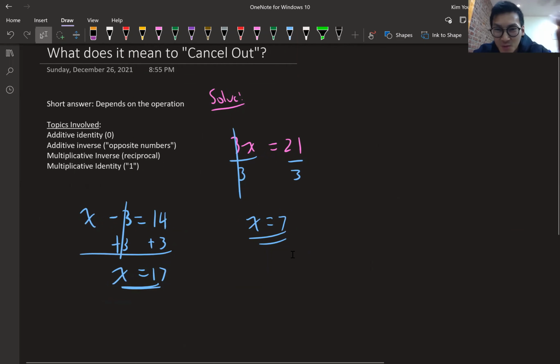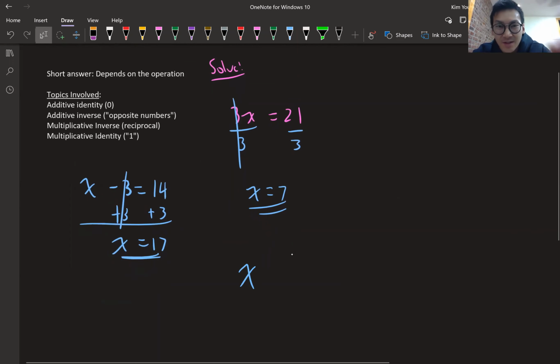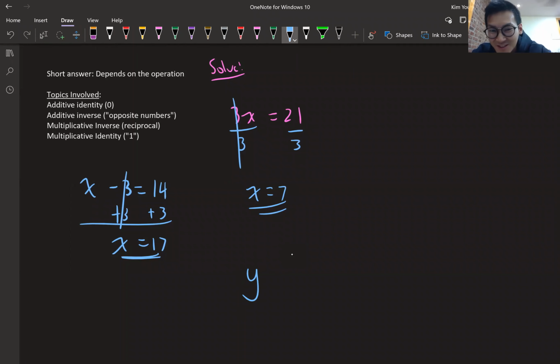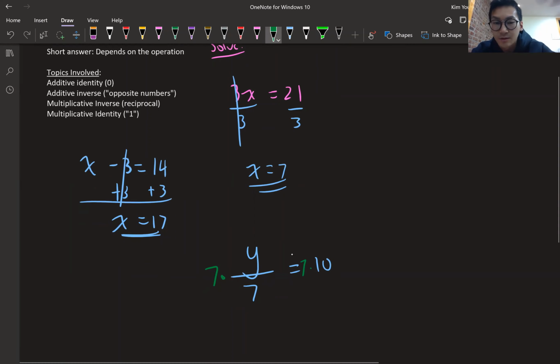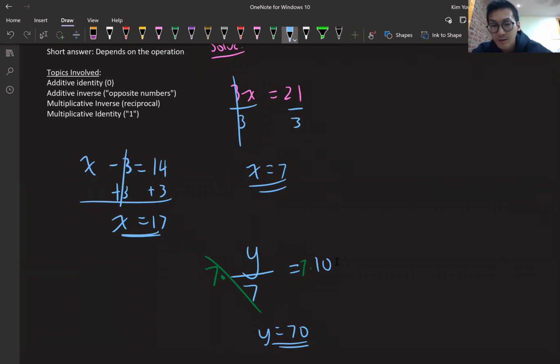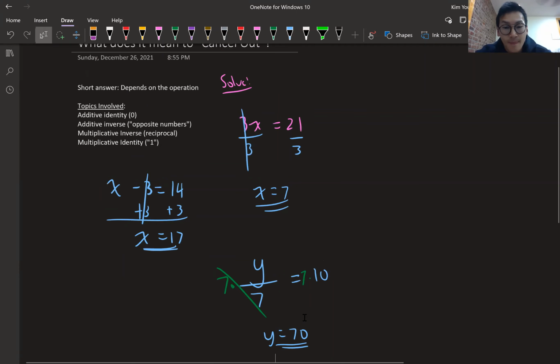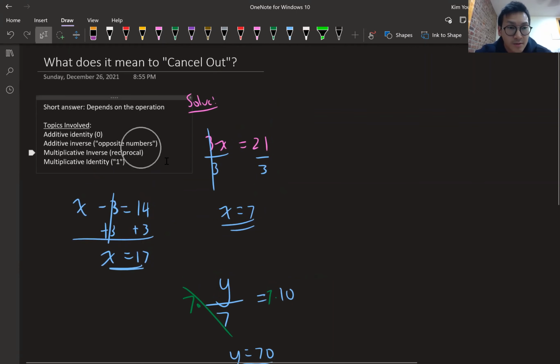Oh, you know what? Just for kicks, one more. Sorry, let me change it up with y. Shout out to my first name. Like y over 7 is equal to 10. And then to solve for y, you multiply both sides by 7. Then this cancels out and you get y is equal to 70. So here, once again, it depends on the operation, right?